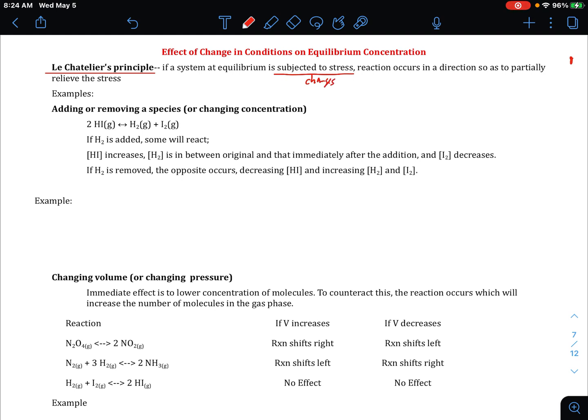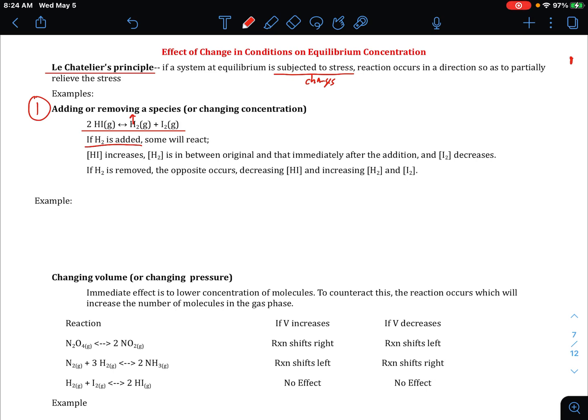And there are three particular changes that we're going to discuss. The first type of stress, or the first type of change, is when we add or remove something, like changing the concentration, like if I increase the concentration or decrease the concentration. So, for example, let's say that we have this reaction and it's at a state of equilibrium. So we have two hydrogen iodide and it's forming hydrogen gas and iodine gas. If we add some hydrogen, right? So let's say that we just open up a valve and pump more hydrogen into the vessel where this system is at equilibrium.